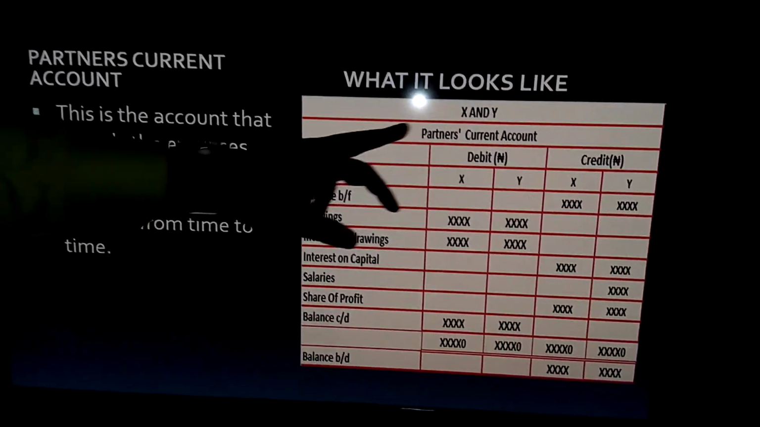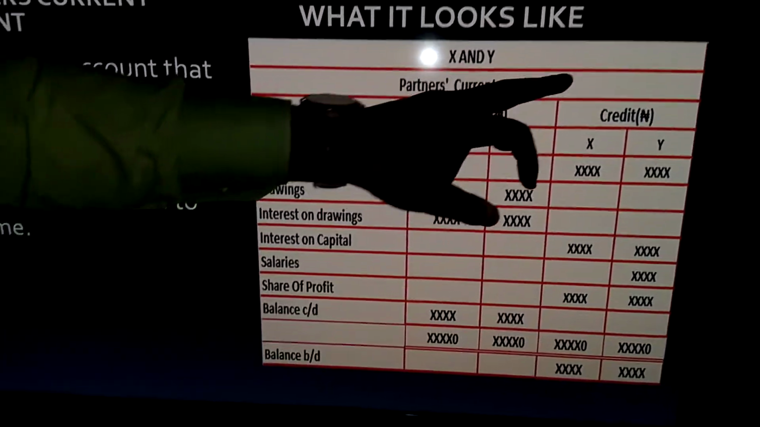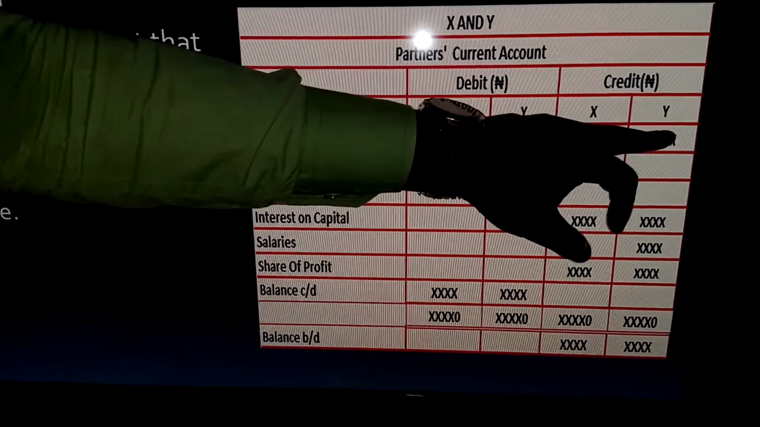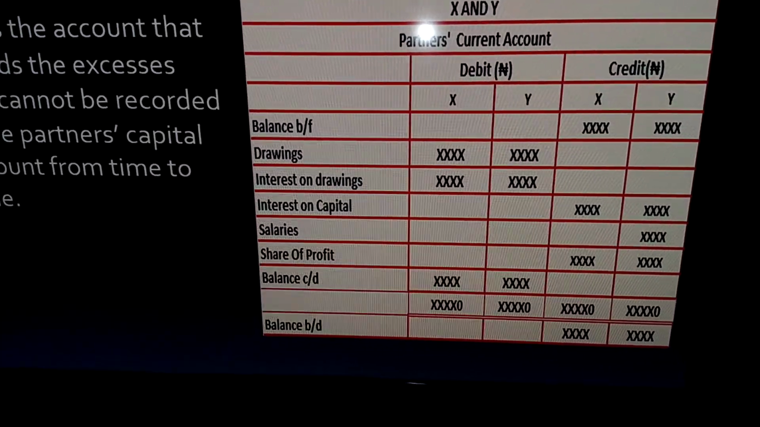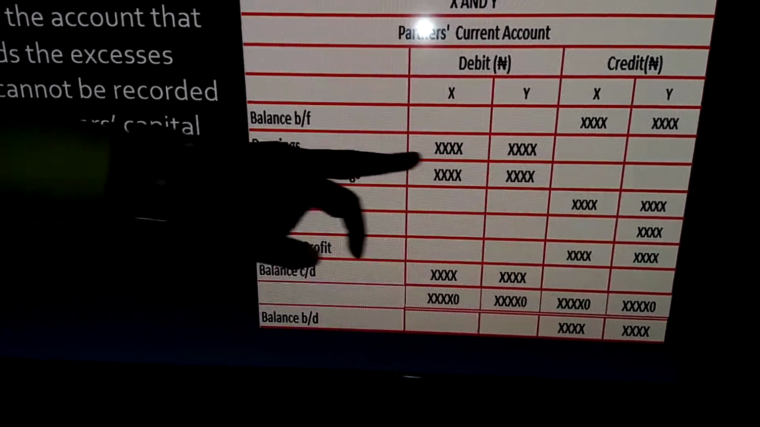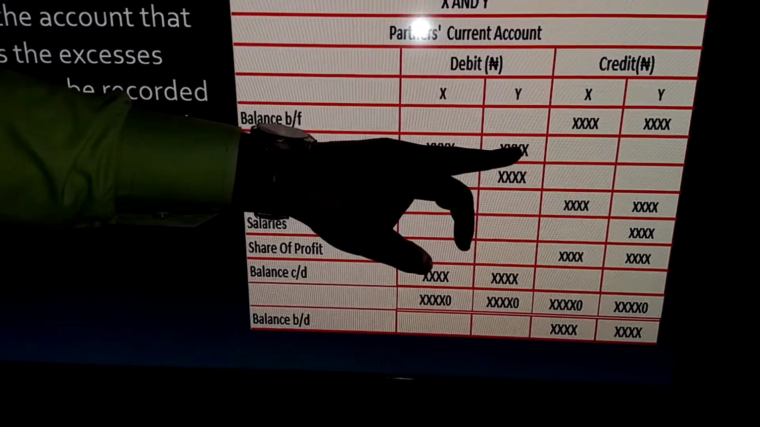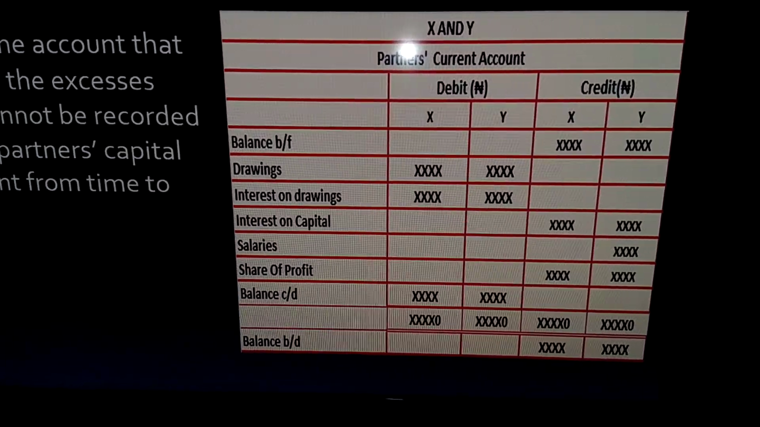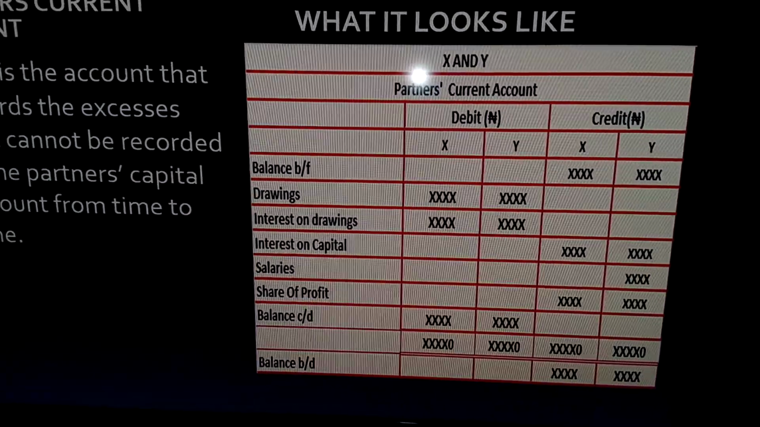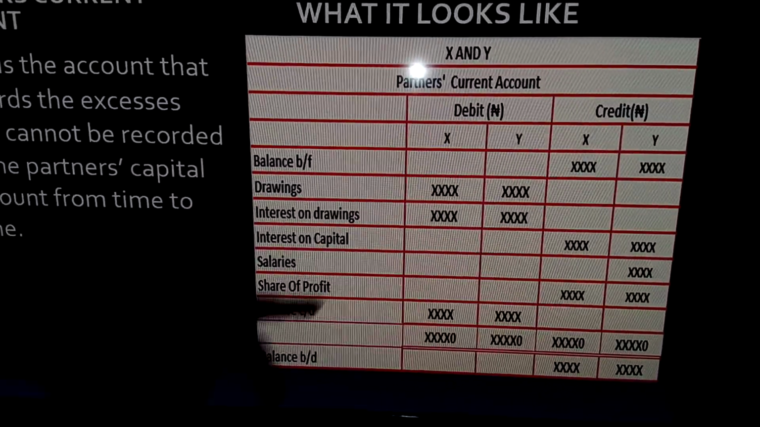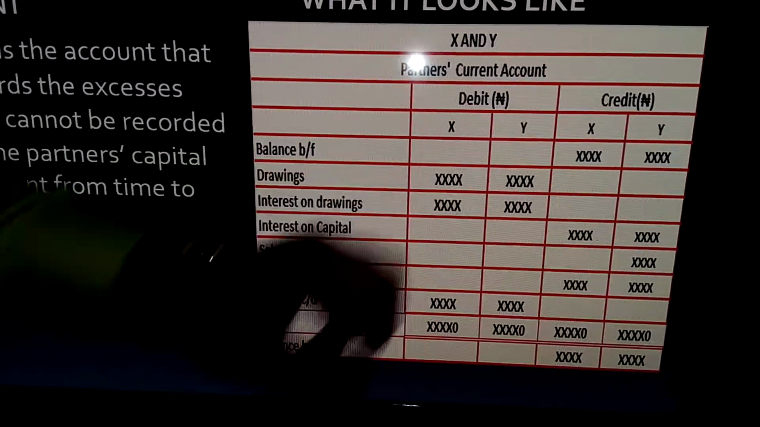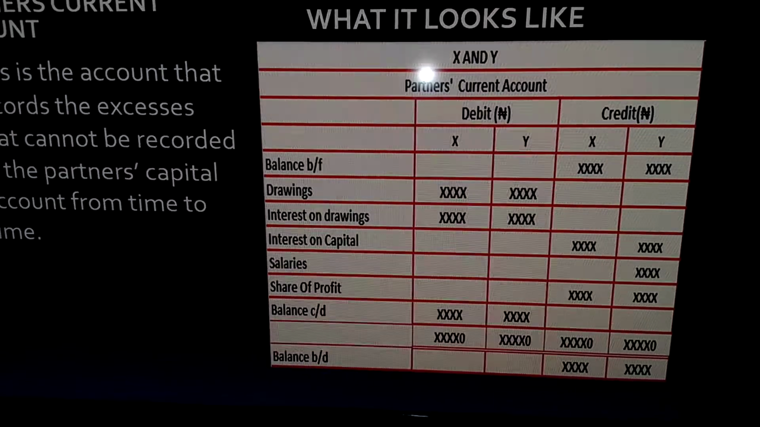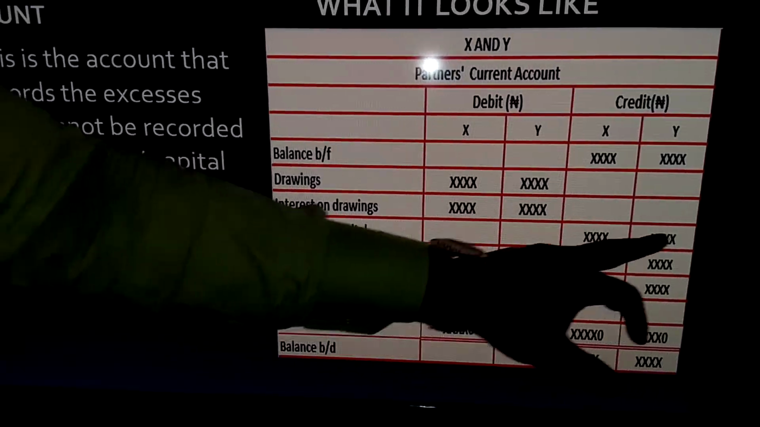So let's see. This is X and Y, partner's current account. So we have balance brought forward. If the partner made some drawings from the business, it will reduce the balance. You took money from the business for your personal use, we'll take it out. Then on the drawings you made, the partnership charged you interest. You pay, take it out of your balance. And then the capital you contributed, the partnership will pay you interest on your capital, so it will increase it. You come to the credit side.